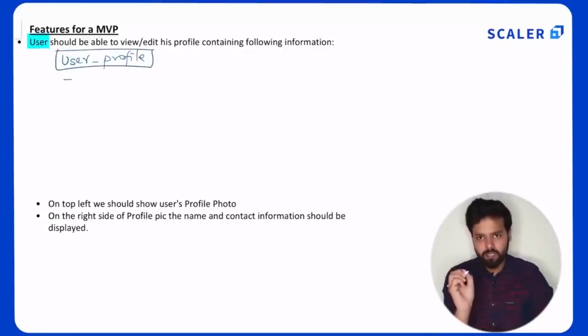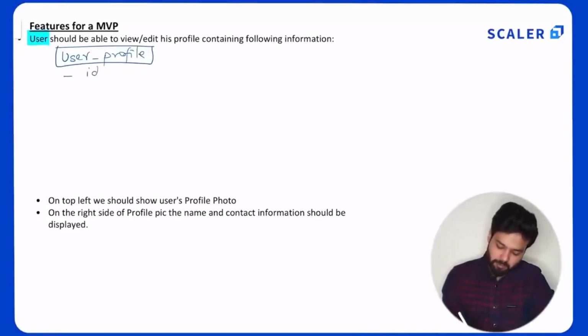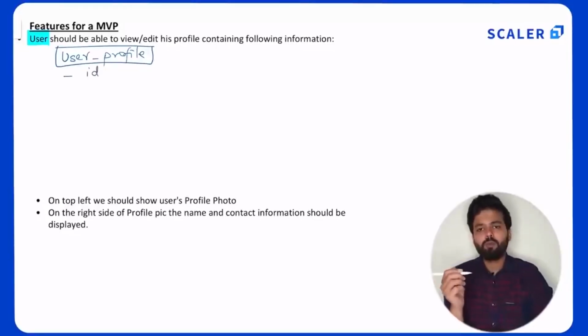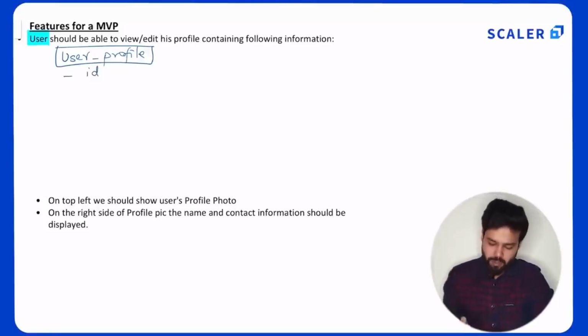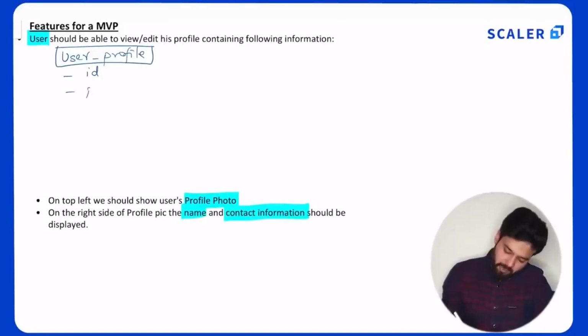Every entity that you create will have one attribute, which is ID. This will basically be used to uniquely identify a user profile. The other attributes would be coming from the next set of requirements. On top left, a user should have profile photo. On the right side of profile pic, we should also show name and contact information. So let's add these attributes inside a user profile entity. So we'll have a profile pic.